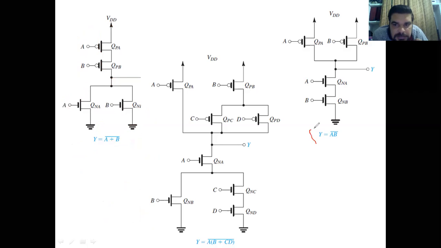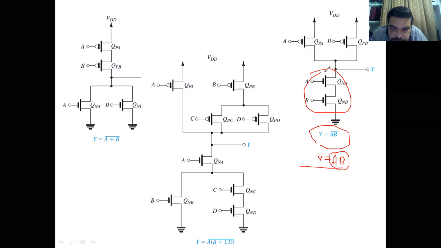This is pretty much simple. Y equals to ab bar. So, in order to design the pull down network, I need to convert it into y bar equal to. If I take the complement of both sides, that will be y bar equal to ab. So it is already converted into this form in order to make the pull down network. So two NMOS will be connected in series. Here you can see that two NMOS are connected in series.